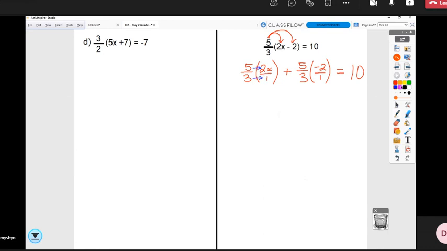So 5 times 2x is 10x over 3. 3 times 1 is 3. Plus 5 times negative 2 is negative 10 over 3. And that equals positive 10. Yeah?